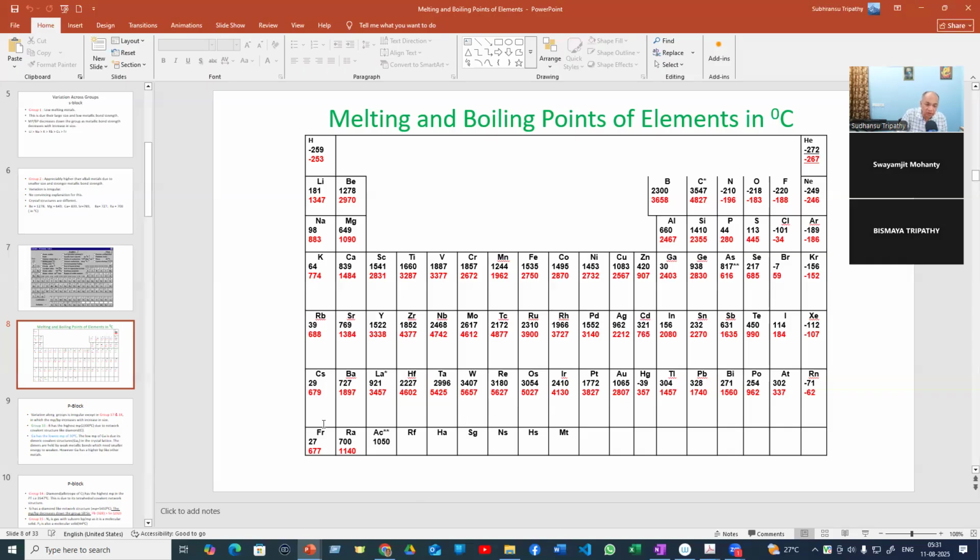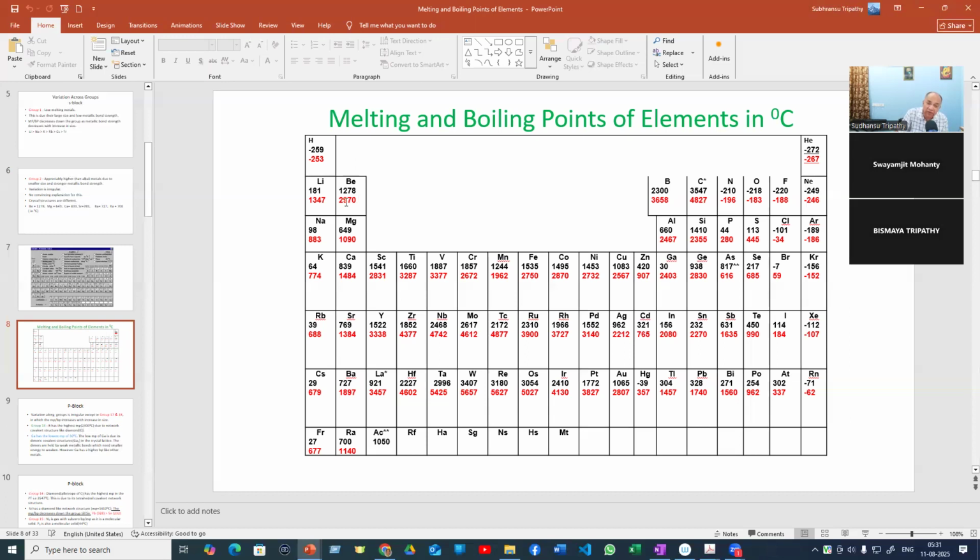And francium is 27, is radioactive, still less. So it goes on decreasing down the group, and so also their boiling point. See the large difference between a particular element's melting point and boiling point. 181 is 1347. Same is the case with every metal, and the reason I have told you. And the alkaline earth metals are much greater than alkali metals. Beryllium at 1278 is the maximum, because their metallic bond is stronger.